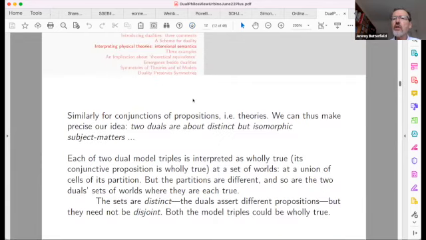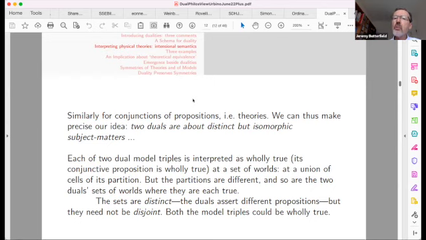And the same goes for conjunctions of propositions, and I'm going to take theories to be conjunctions of propositions. And with this framework, we can now make precise the idea that two dual models are about distinct but isomorphic subject matters. The idea is that we have model triples, they are theories. We have two of them, they are duals to each other. Each of them is perhaps false, perhaps true in the actual world, but each of them is wholly true at certain worlds, in fact, wholly true at many worlds, namely at a set of worlds that is a union of the cells of the partition of that subject matter.